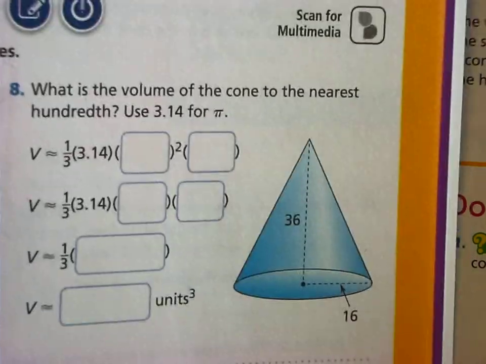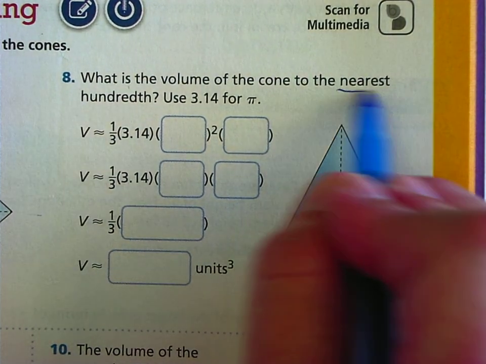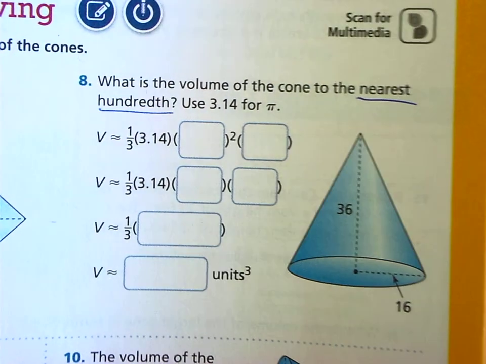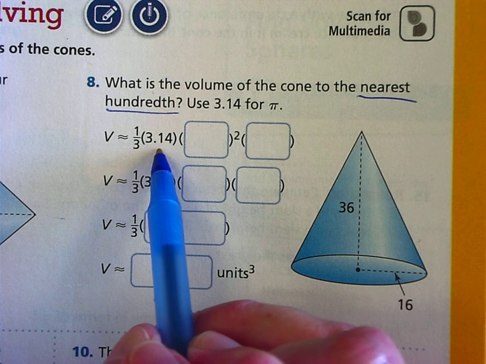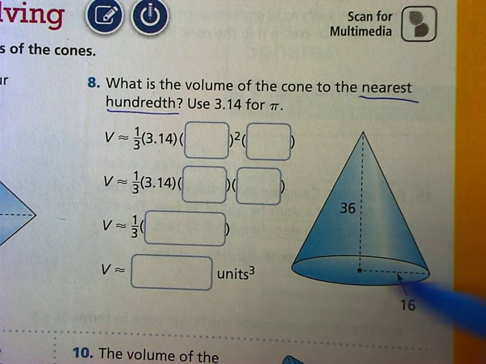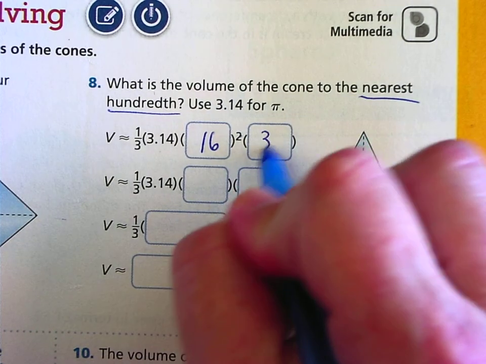So let's take a look at this next one. What is the volume of the cone to the nearest hundredth this time? So pay attention to how they're asking you to round, okay? So again, volume is 1/3 times pi, which is 3.14, times the radius squared. So this time we're doing 16 squared, times the height, which is 36.